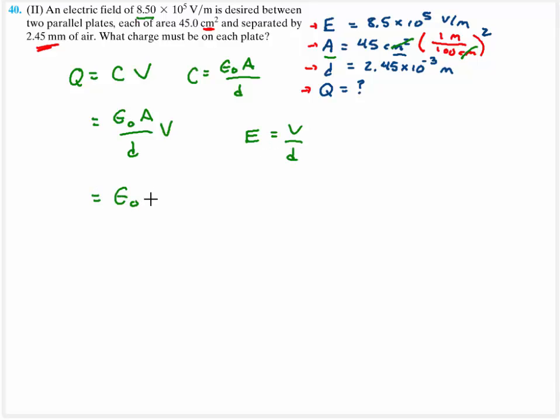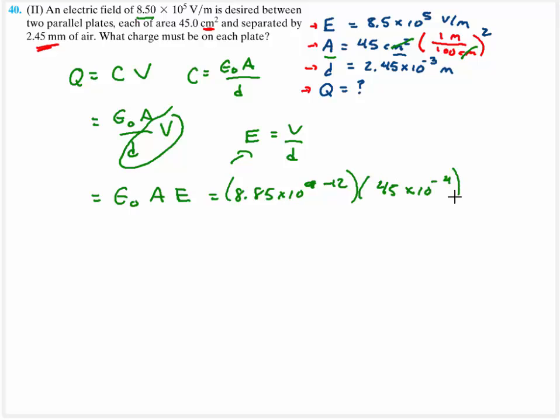So I can say this is the permittivity of free space, area, multiplied by my electric field, where I've simply replaced this guy with that guy. Now I know all these things, so I can go ahead and plug all these in. 10 to the negative 12th. Got my area, 45 times 10 to the minus 4. Again, be careful there. And the electric field, 8.5 times 10 to the 5th volts per meter. And I'm going to end up with a charge of 3.39 times 10 to the negative 8th coulombs.